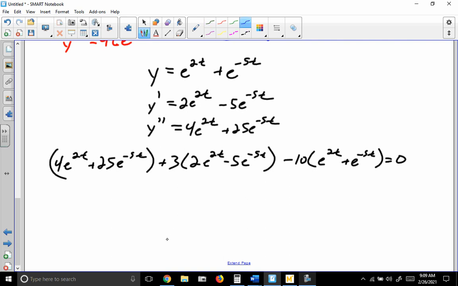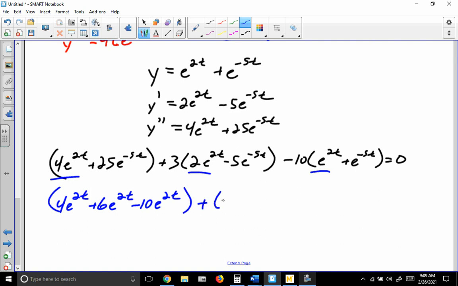If we distribute and collect like terms, we have 4e^(2t), 6e^(2t), minus 10e^(2t). Notice that's 0. We have 25e^(-5t), then minus 15e^(-5t), I'm sorry, this was 15 here, 3 times 5, minus 10e^(-5t). 25 minus 15 minus 10, that's 0. So yeah, that's going to work also.